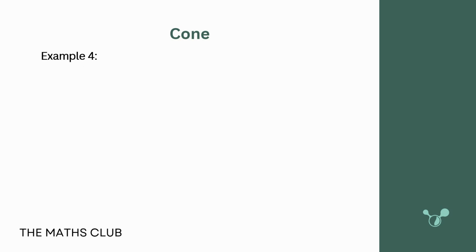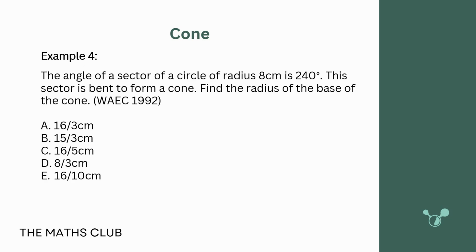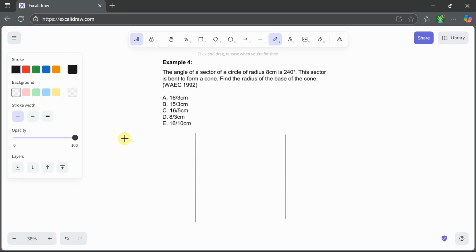An example: the angle of a sector of radius 8 cm is 240 degrees. This sector is bent to form a cone. Find the radius of the base of the cone. This is from WAEC 1992. This is a very simple question. What are we given? We are told that the radius of the sector of the circle, which is the big R, is 8 cm. We are told that theta is 240 degrees. It's bent to form a cone. We are trying to find the small letter r, which is the radius of the base of the cone.